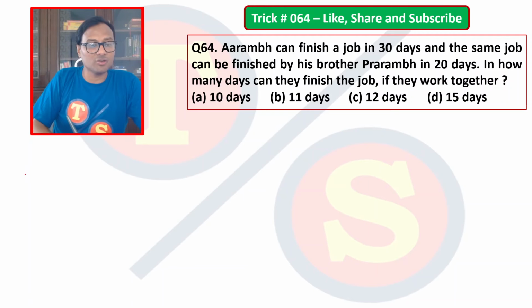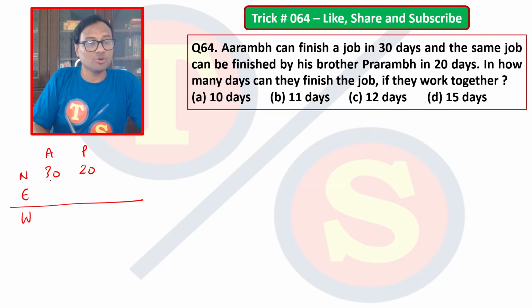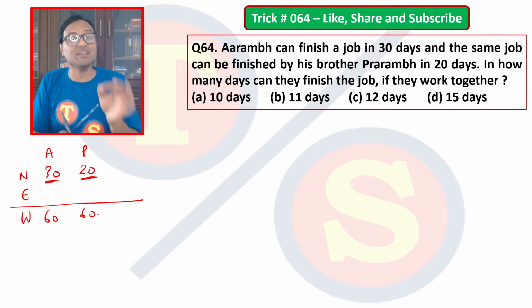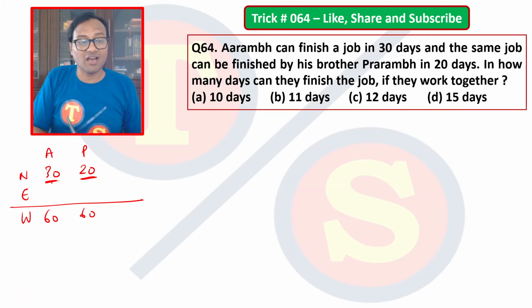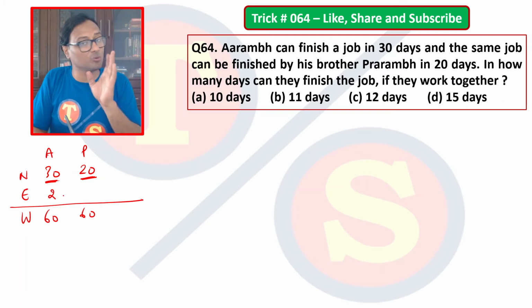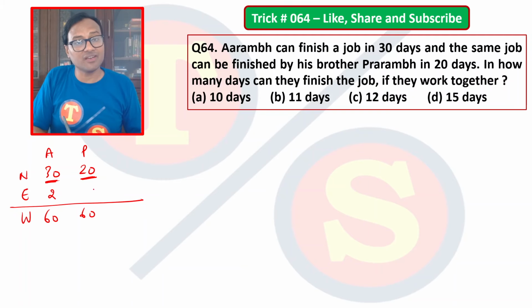I always tell you one very sweet technique that is known as the new method over here. If Arambh can do the job in 30 days and Prarambh can do it in 20 days, so you take the LCM of 30 and 20. The LCM of 30 and 20 is 60. Suppose they have to type 60 pages. Then Arambh will take 30 days, means every day he will type only 2 pages. And Prarambh will take 20 days, means every day he will type 3 pages.